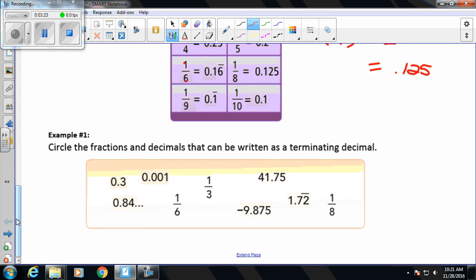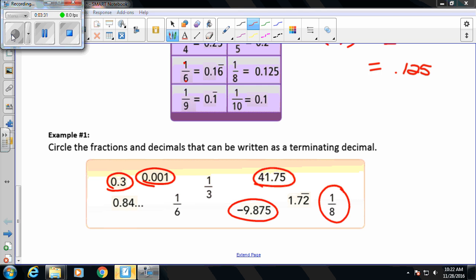So what I want you to do is circle the fractions and decimals that can be written as a terminating decimal, and I'll come right back. Did you circle these 5 choices? If so, great. You knew that 0.84 with the bar is a repeater, as is the 1.72 with the bar over it. And the other 2 you knew from the table up above. So let's move on.